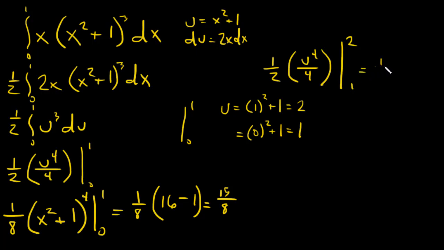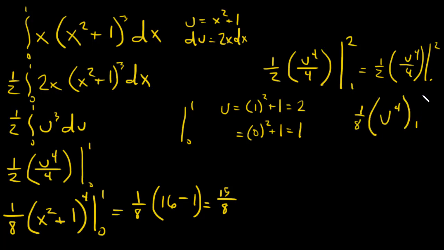So this is 1/2 times u to the 4th over 4, evaluated from 1 to 2. I know I just recopied, but I want to do 1/8 on the outside because I don't want to have to do all that. U to the 4th from 1 to 2. All right, so u to the 4th from 1 to 2 is going to give me 1/8 times, well, this is going to be 2 to the 4th, which is 16, and 1 to the 4th, 1. 15/8, just like we had.